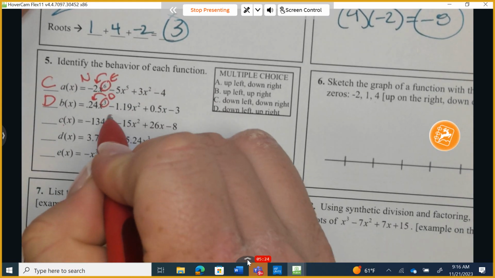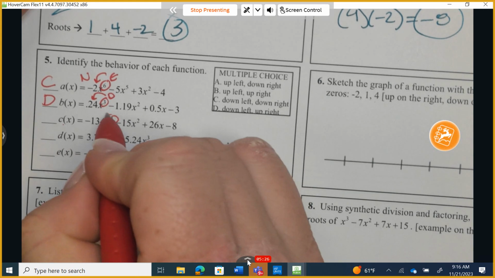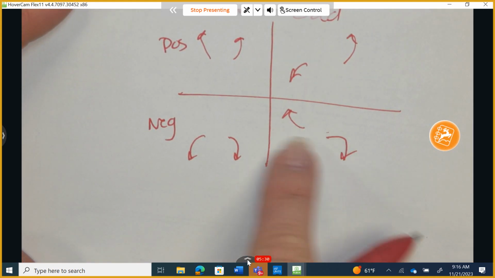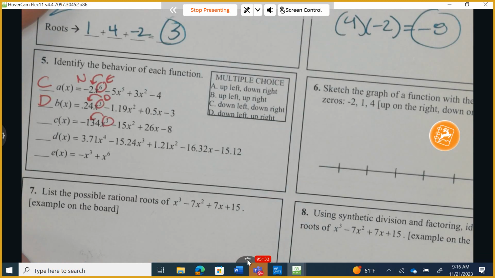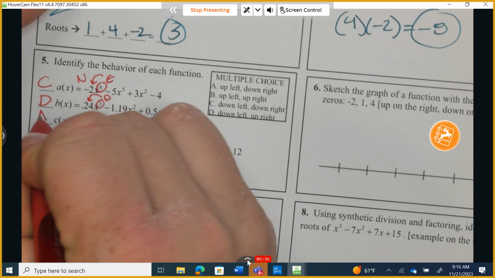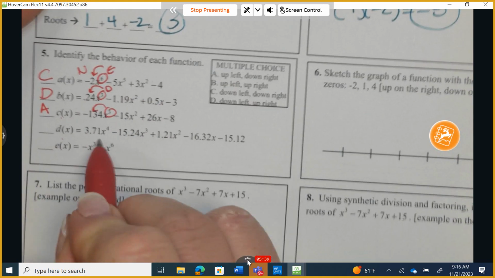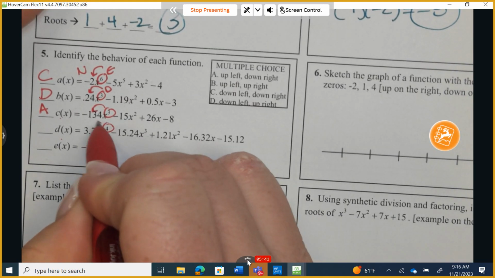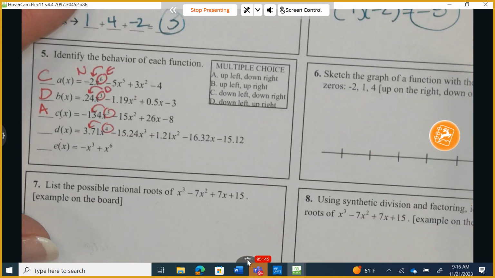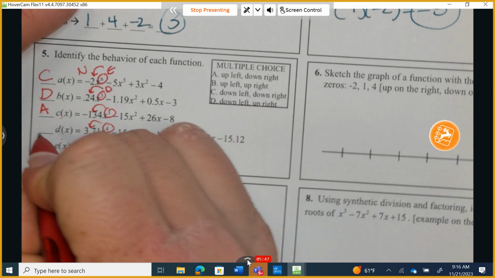Function C is going to be an odd negative. Odd negative is down on the right and up on the left. Down right, up left, option A. Function D is going to be even positive. Even positive is up left, up right, and we can see up left, up right is option B.